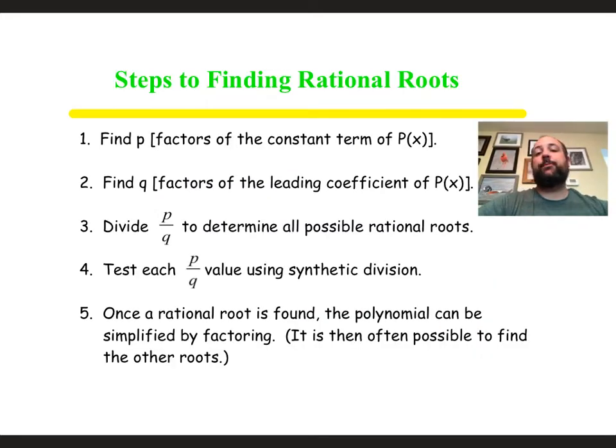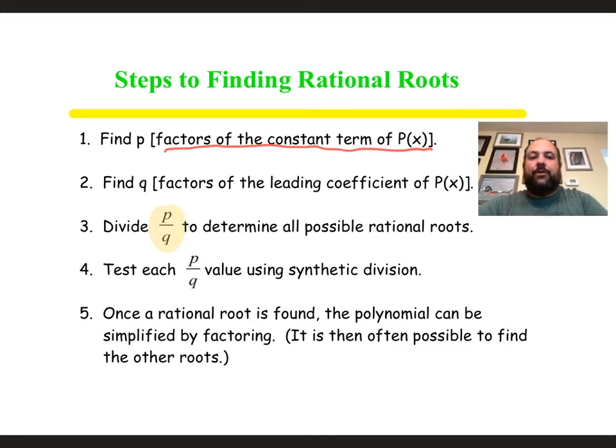Alright, so before we jump into our examples, again, these are the steps that we had last week for finding rational roots. Remember that basically we're going to create a set of values that we consider p over q. And the p values are the ones that make the factors of the constant term of the polynomial. So we're going to look at the number that's at the end of the function. We're going to take all those factors. Those would be the possible p values.